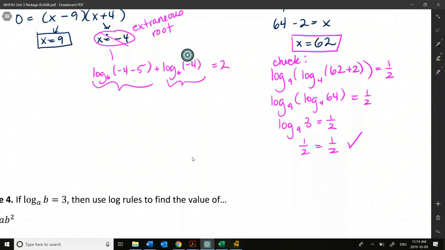So we should be able to check most of our answers in this chapter by just subbing back in and simplifying and checking.